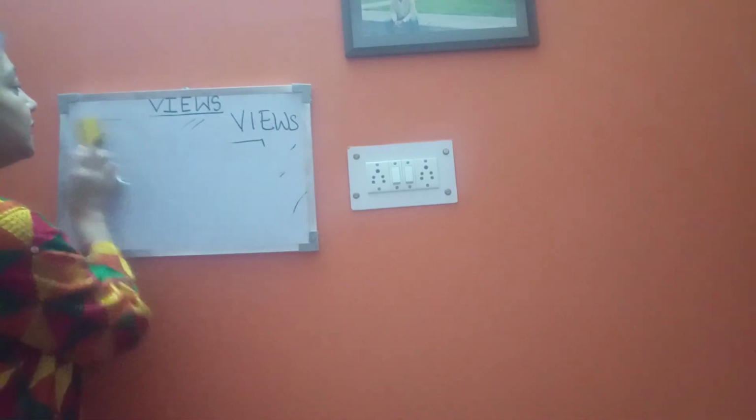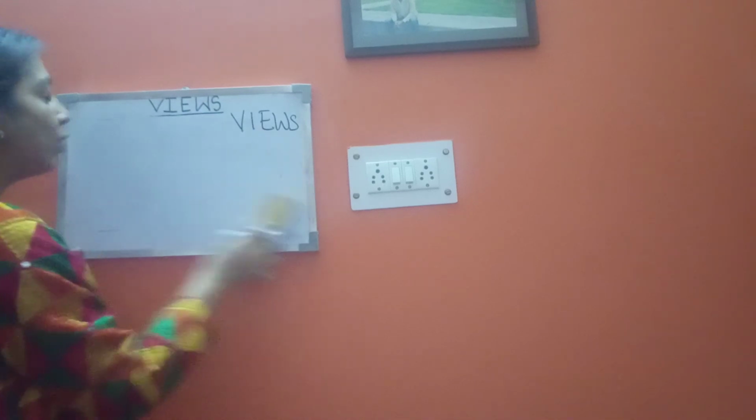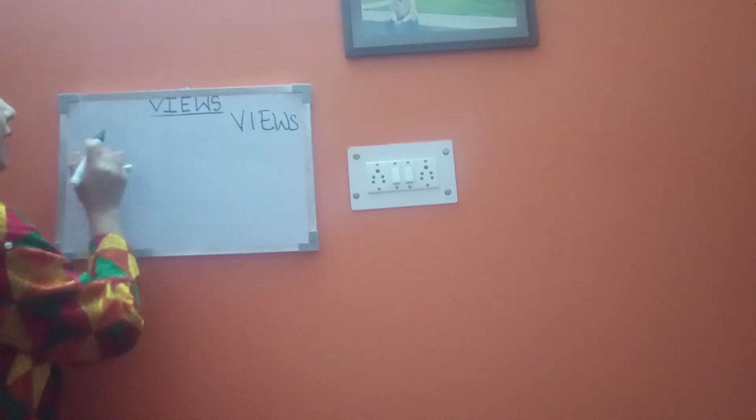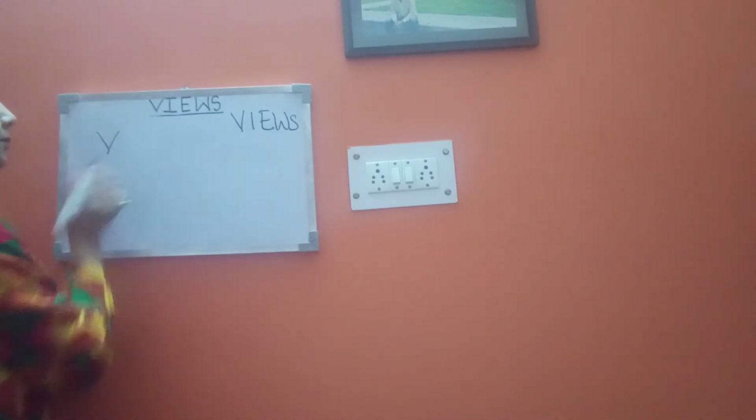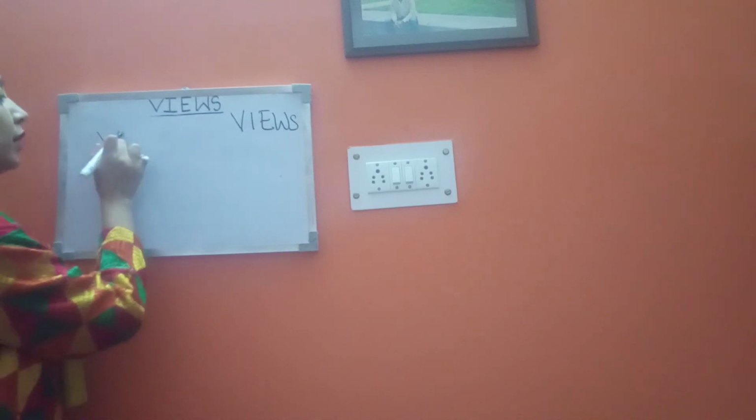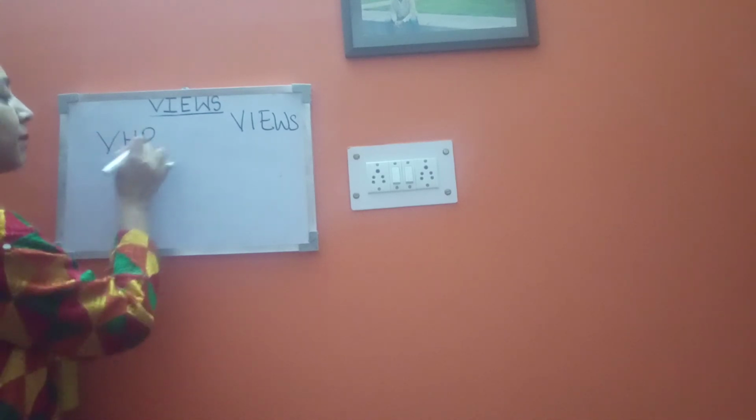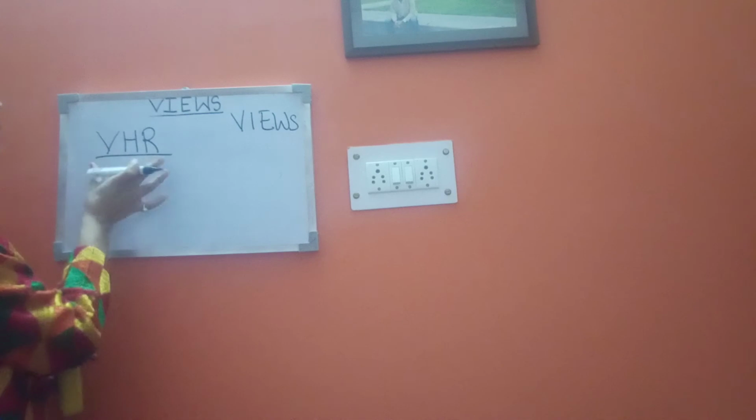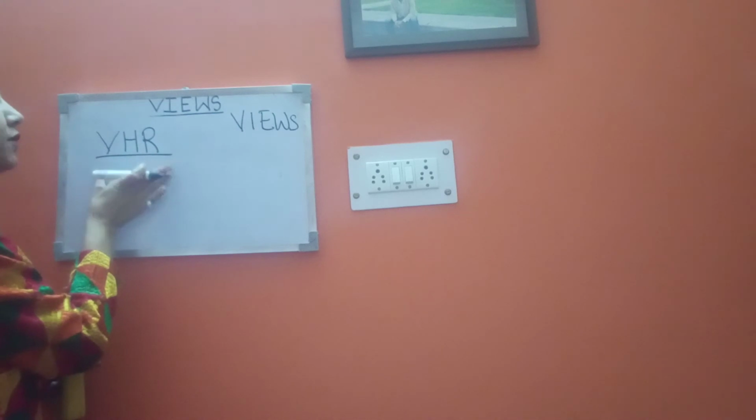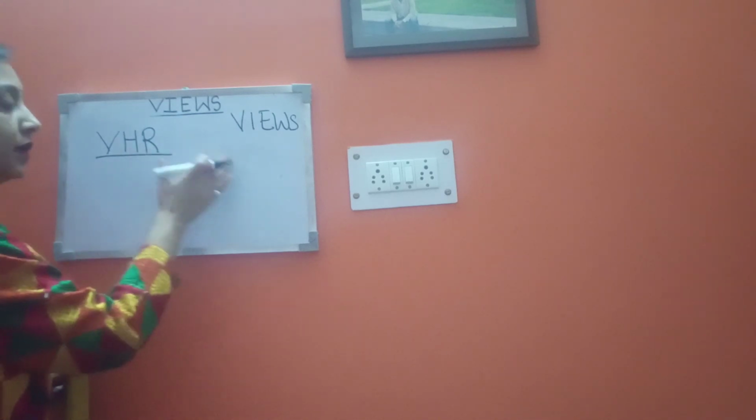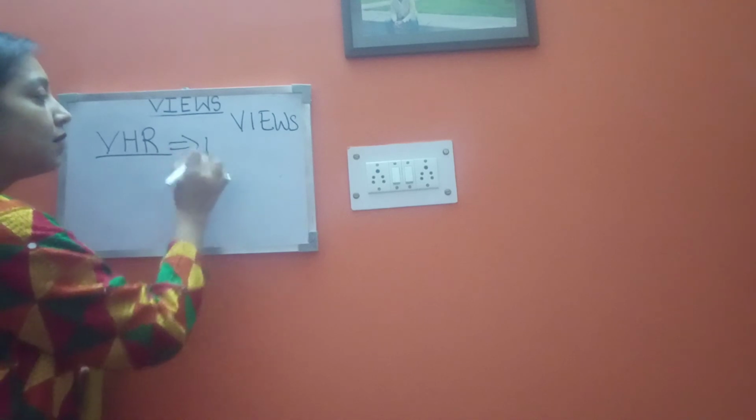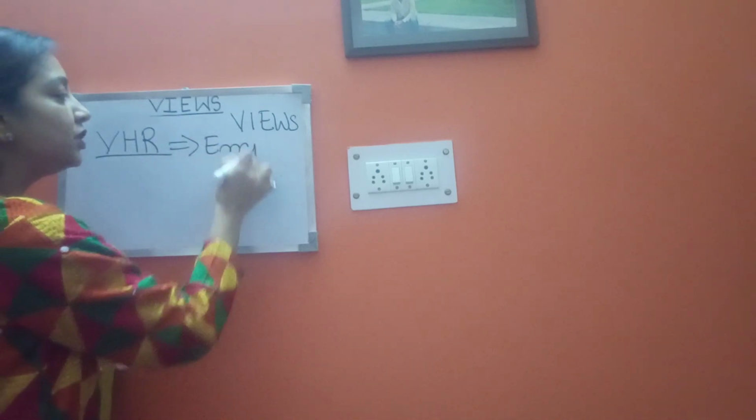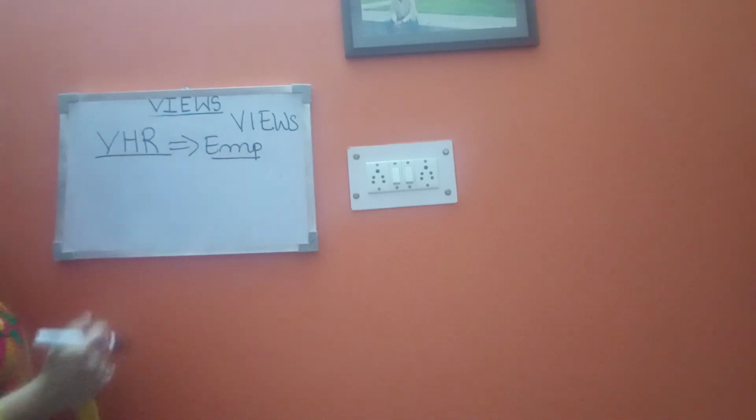Now say for example, from this table employee, I want the HR department user to view information only regarding the HR department. So I will create a view named VHR from the employee table, which will contain only information regarding the HR department.